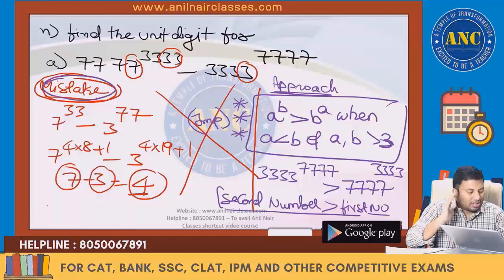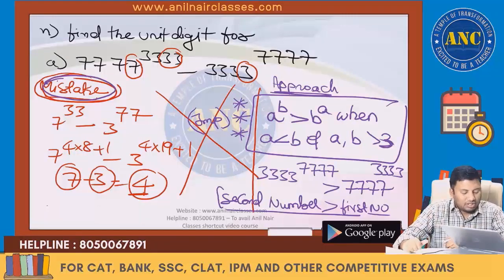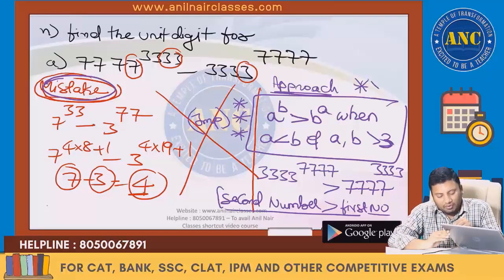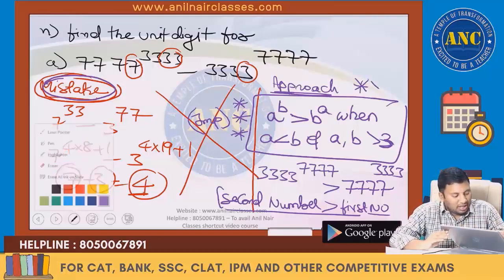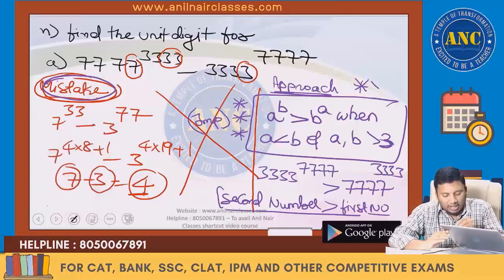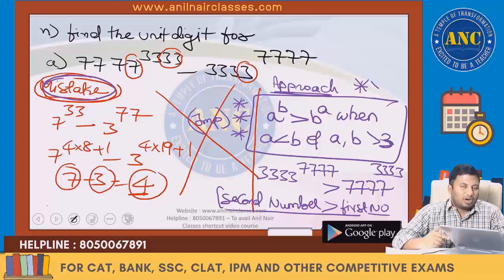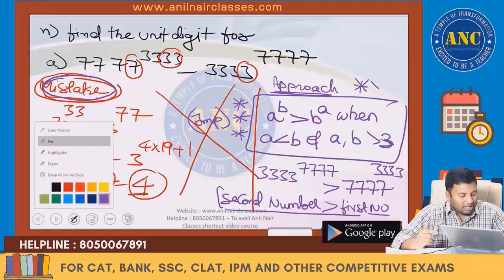Now write down the solution. A power b greater than b power a when a is less than b and a, b greater than 3. Then what is the answer for this question? Write down the solution.